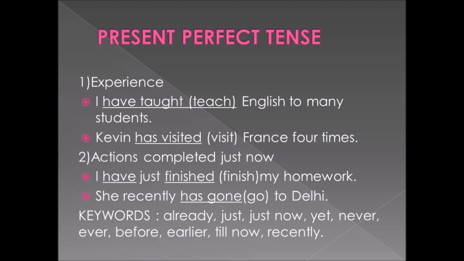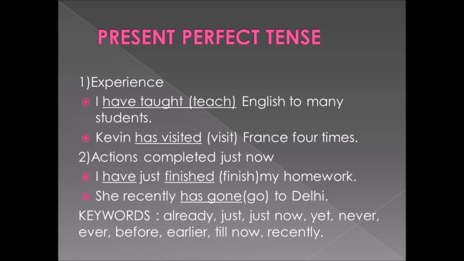Where do we use present perfect tense? We use present perfect tense in the case of describing our experience. For example, I have taught English to many students. In this sentence, we are explaining the experience of teaching English. Since the subject is I, you have to use have plus V3. The V1 form of the verb is teach, the V3 form of teach is taught. So, I have taught English to many students.